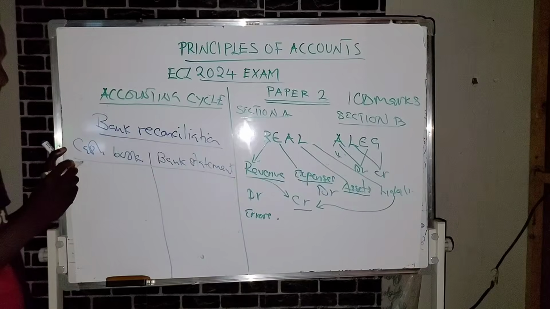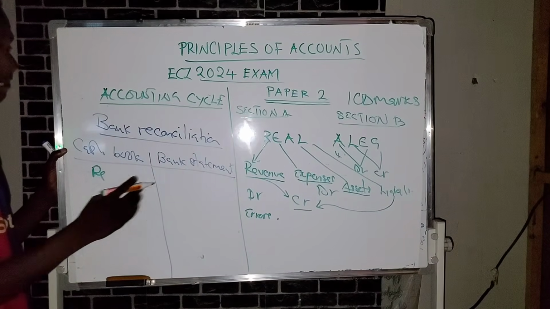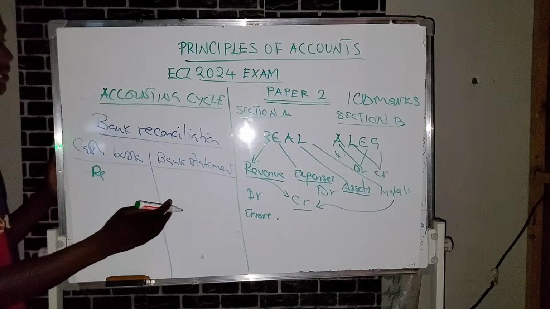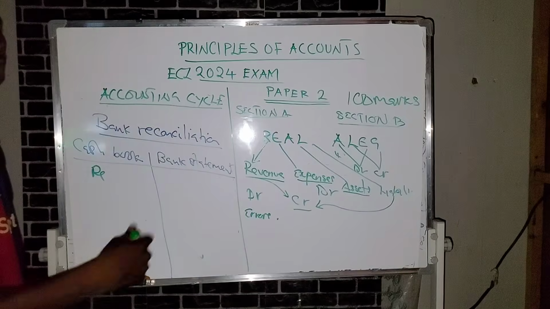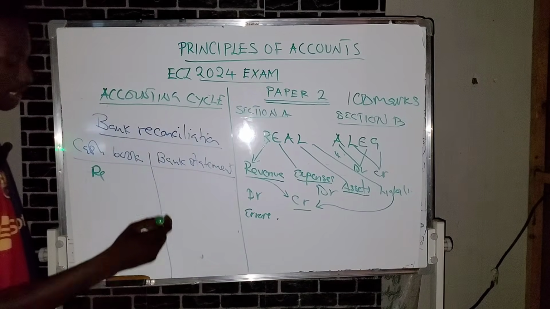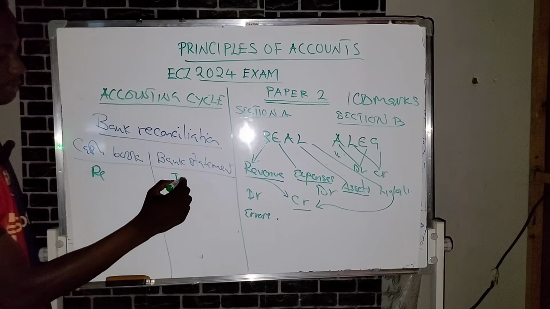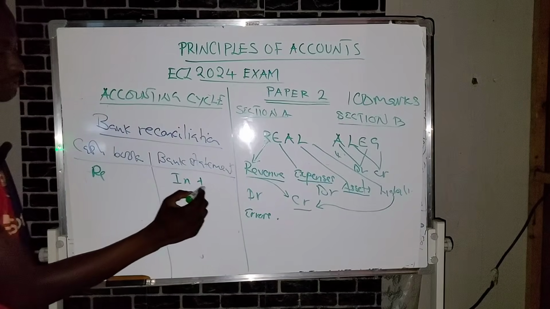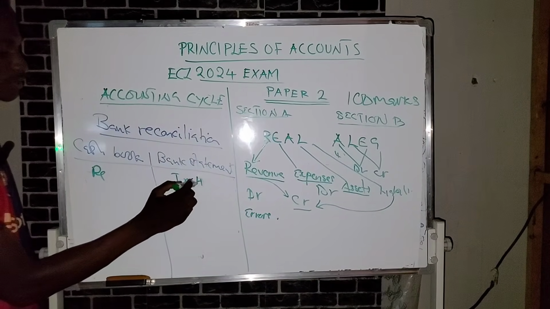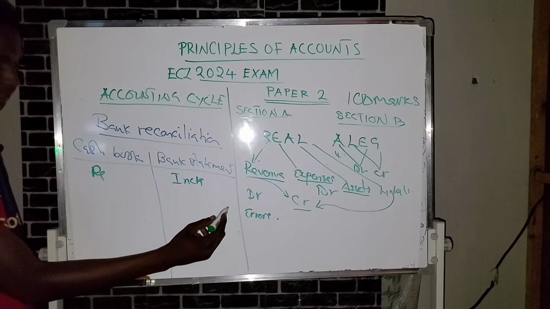Okay, so the cash book will reduce. But since here it reflects that that person didn't present the check for payment, here it will increase. The bank balance will still be higher. So the bank balance will increase here.